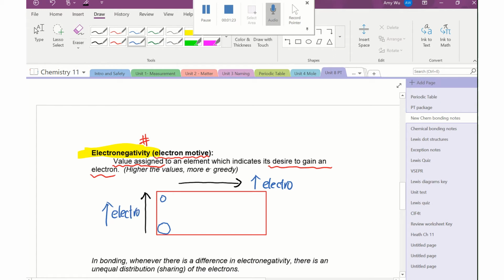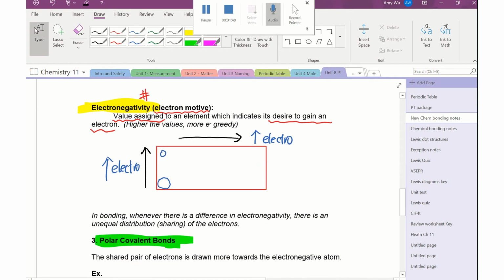Once again, the ones on the top feel a stronger attraction to their electrons, so they're more greedy to hold on to that electron, right? And the bottom ones, they are big. The atoms are much bigger, and their outside electrons are just floating away, and they don't feel a big attraction to the protons in the center, so they are not as greedy. So this is the number assigned to each element, called electronegativity.